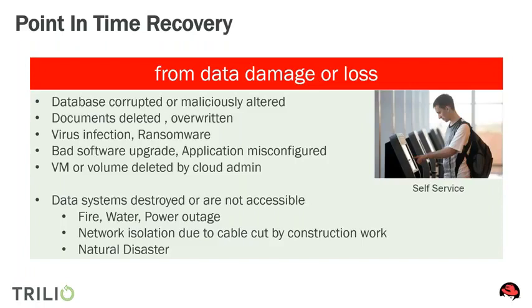It could be a database that was corrupted, a document that was deleted or overwritten. And we're not immune to viruses or ransomware in the cloud either. A software upgrade is another form of potential data damage if you think about it. You roll out a software upgrade, and it goes bad. What do you do? Businesses must be able to quickly roll back if an upgrade goes wrong.